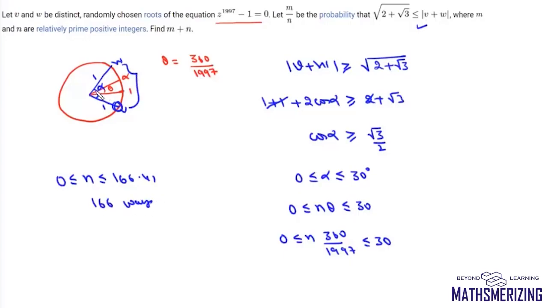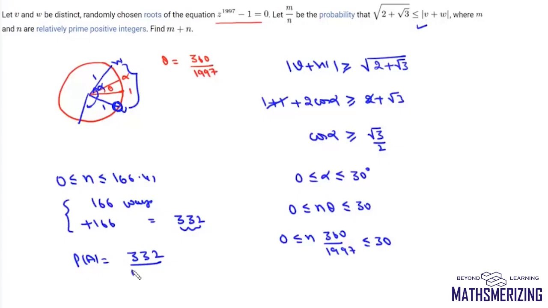Now this angle can be either clockwise or in the anti-clockwise direction. So we have 166 other roots in the other direction. So the total number of favorable ways in which mod of v plus w will be greater than or equal to root of 2 plus root 3 is given by 332. So for any root, we have 332 favorable positions. So the required probability will be 332 divided by, now how many total choices do we have? So there are 1997 roots, out of which 1 is V.